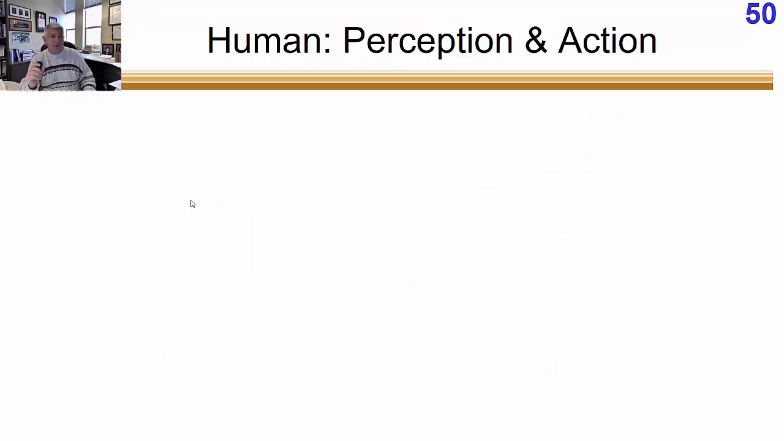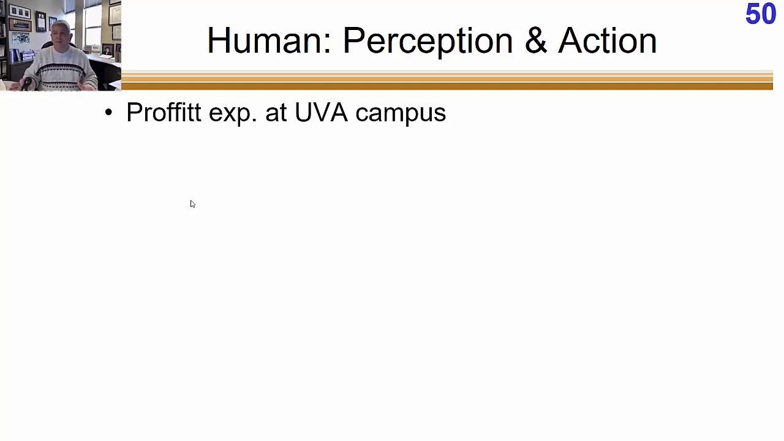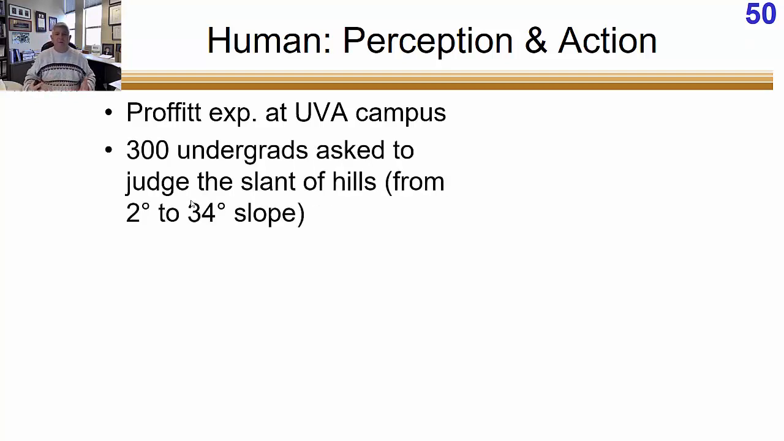One more experiment I want to talk about. Humans and perceptions and what influences them, some top-down influences. So there's a psychologist that was at UVA, and if you've ever been to University of Virginia campus, it's very hilly, lots of hills. And Proffitt is this professor who was interested in visual perception. And so he had 300 undergrads judge the slant of some hills on campus. And he actually measured the angle, so he knew the correct angle, but he had them do some estimates of what those hills were. And he had them do three different things.